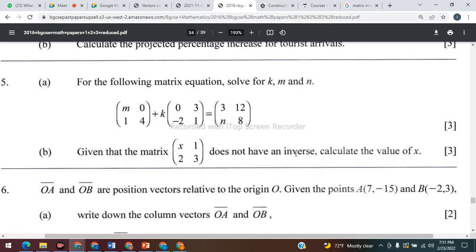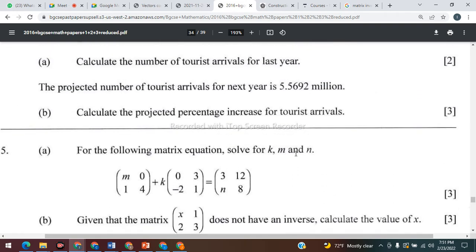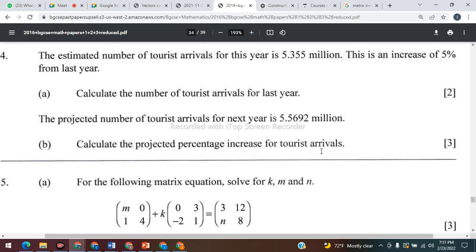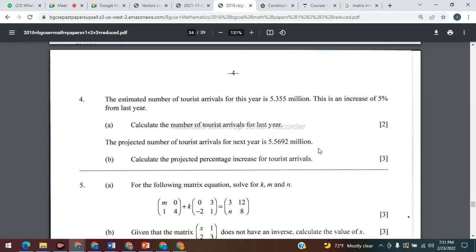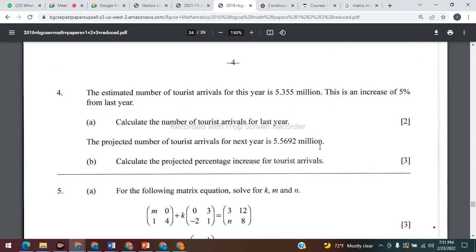All right. Number 4 is probably going to be our last question, but we'll see how it goes. The estimated number of tourist arrivals for this year is 5.355 million. This is an increase of 5% from last year. Calculate the number of tourist arrivals for last year.